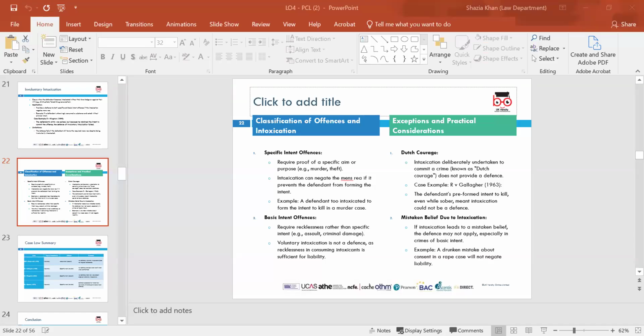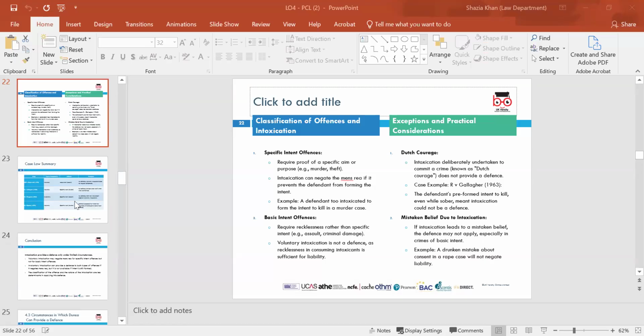Intoxication can be a factor in other legal principles or defences. For example, if someone is spiked with alcohol at a party, the resulting drunkenness might be involuntary and could be considered as a possible defence. And then mistaken belief due to intoxication. So if intoxication leads to a mistaken belief, the defence may not apply, especially in crimes of basic intent.